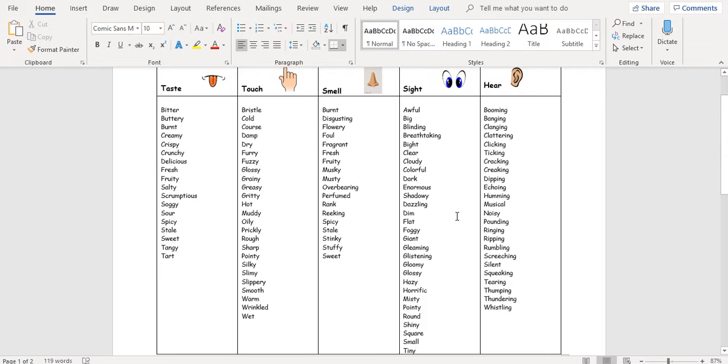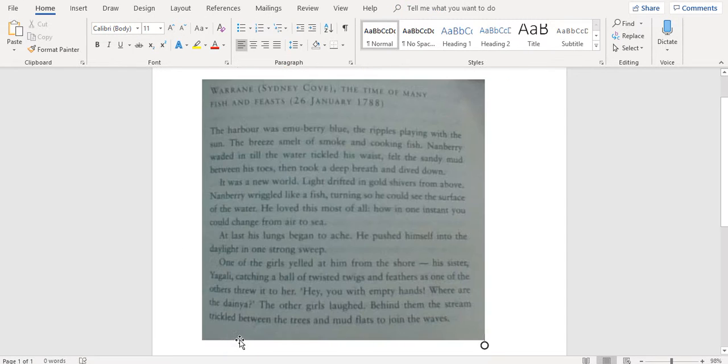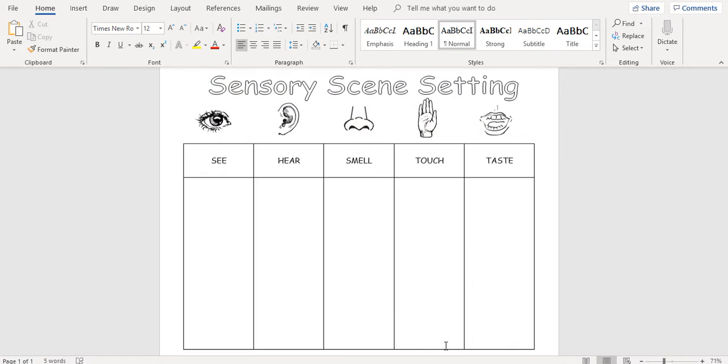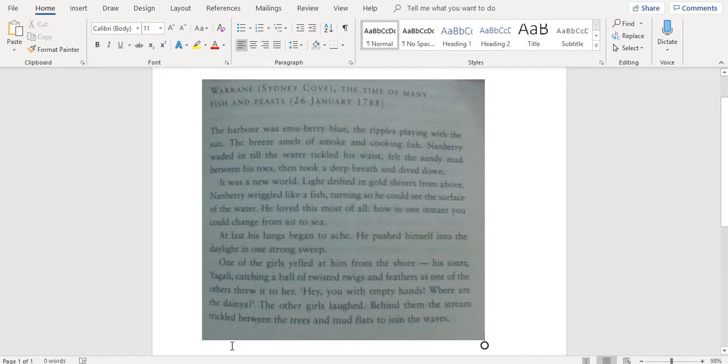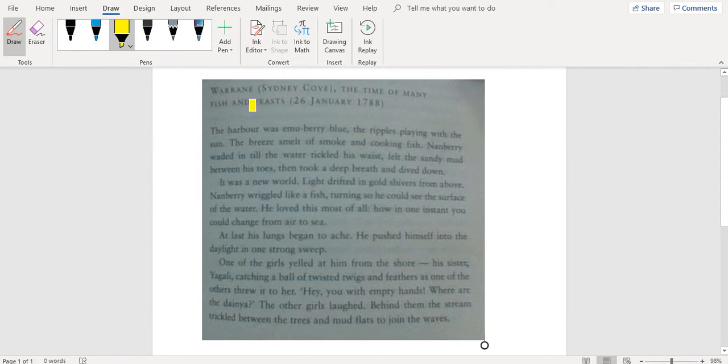So we're going to be looking at how we can get some information from a text that is for our senses. So we have a little chart here that we can add things in, things that we can see, hear, smell, touch, taste. So we're going to add things in there. So I'm going to highlight on here different sensory things. I'm going to do a draw with our highlight.